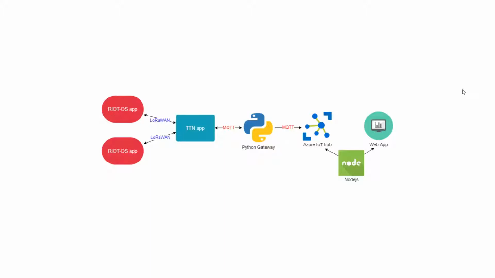Then there is a Python gateway that connects to The Things Network application using the MQTT protocol and subscribes to the same topic as the one of the RIOT-OS applications. So it receives all the messages that arrive in that topic, and the Python gateway sends these messages to the Azure IoT Hub using the MQTT protocol.